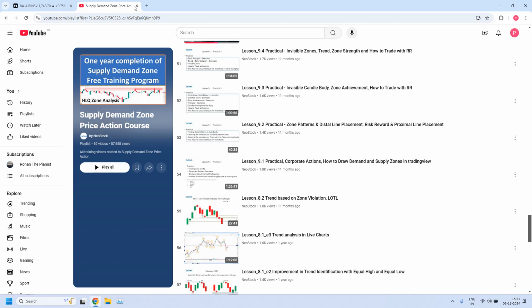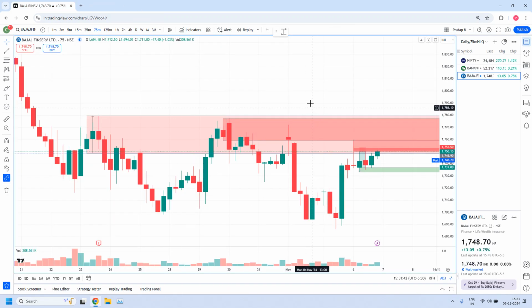Now let's get into the analysis discussion. Yesterday, end of the day report, we identified only one high liquidity zone. That is the Bajaj Finance. This is the 75 minutes high liquidity supply zone. And today it gave two trades from this zone. First, let us check how we fine-tuned this zone.